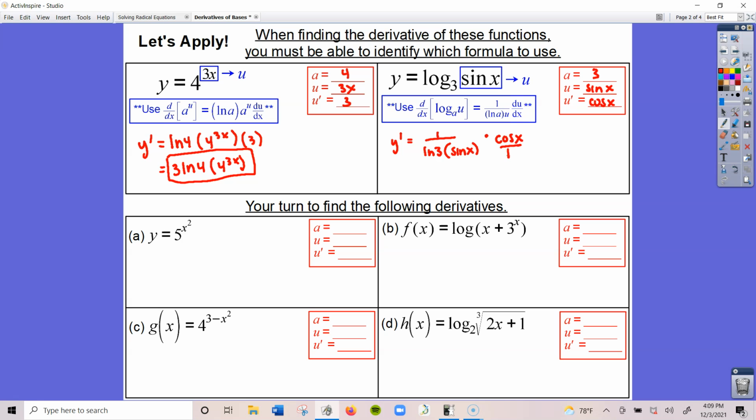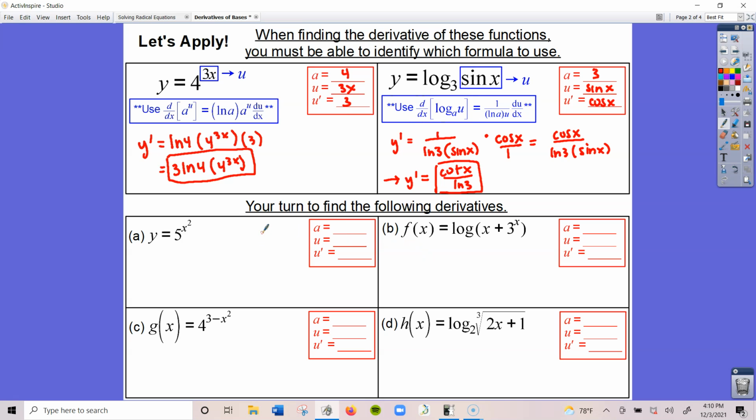This is basically a fraction times a fraction. So I'm going to multiply the numerator with the numerator, denominator with the denominator. This will equal cosine of x over the ln of 3 times the sine of x. Now we can actually further simplify this because cosine over sine is equal to cotangent. So my final answer for y prime is going to be cotangent of x over the ln of 3.